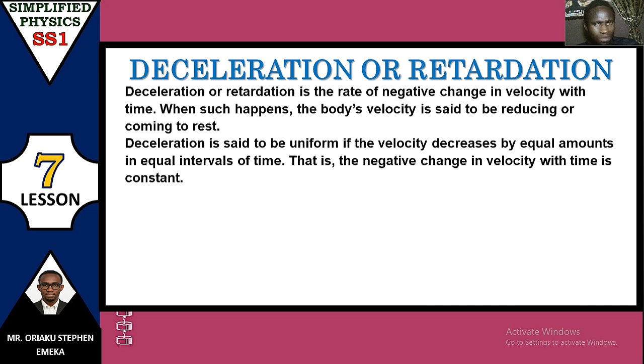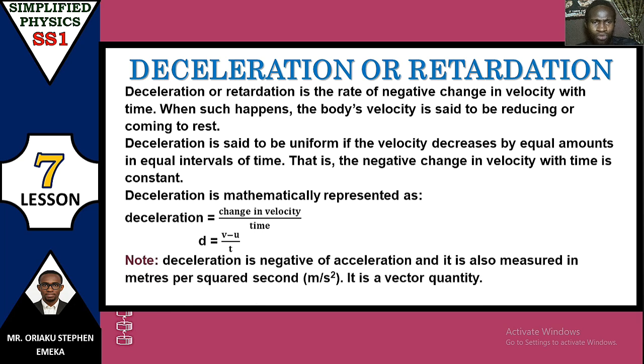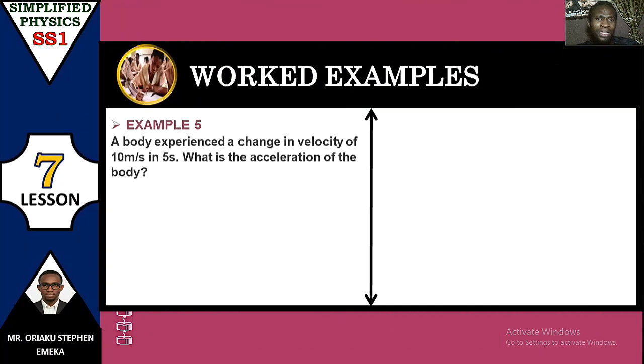Now note, for deceleration it is what? Negative. Now deceleration is mathematically represented as change in velocity over time, and that is going to be v minus u, that is final minus initial, all over t. Since it is reducing, it means that the final should be smaller than the initial, and that is what makes our deceleration negative. Also note that it is measured with the same unit as acceleration, that is meter per second square, and it is a vector quantity.